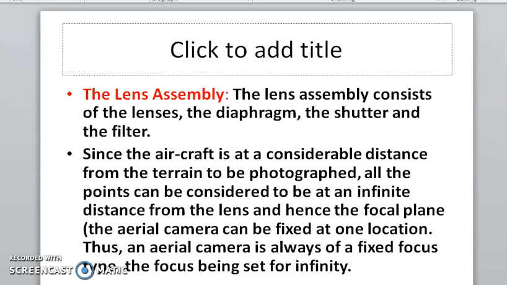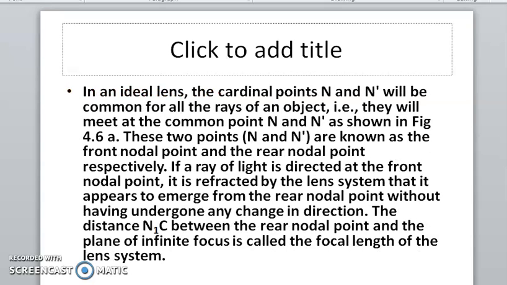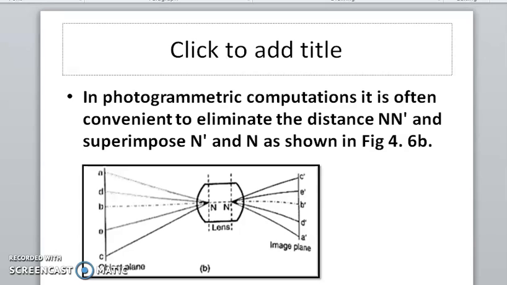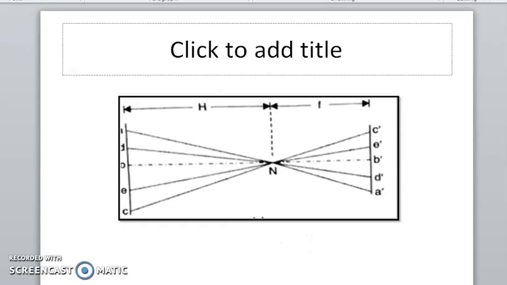The aircraft is considered to be at a distance from the terrain of the photograph. All points are considered at infinity, hence the focal length of the camera is fixed to the location of infinity. An ideal lens has cardinal points, and the dash will be the conjugate point of the object. This is the lens, image plane and objective plane as shown. This is also lens, image plane and objective plane.